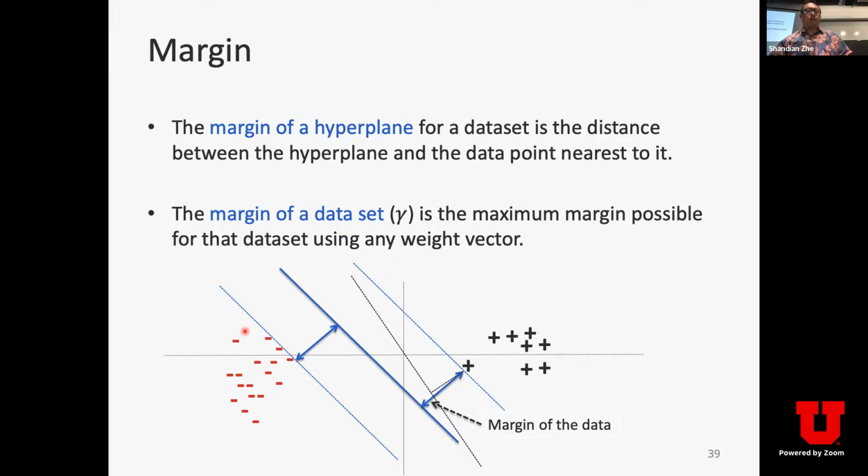So what does this mean? What does this data set margin reflect? It actually reflects the separability of the data set. It reflects how hard it is to train a linear classifier to discriminate positive and negative examples in this data set. Any questions so far?